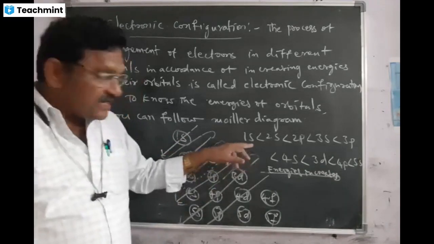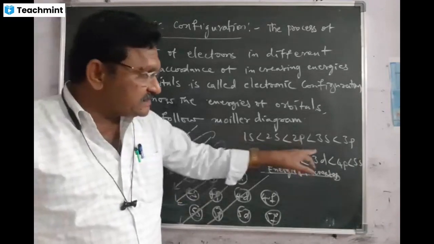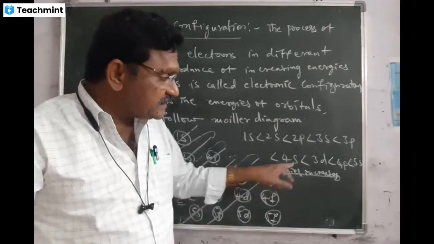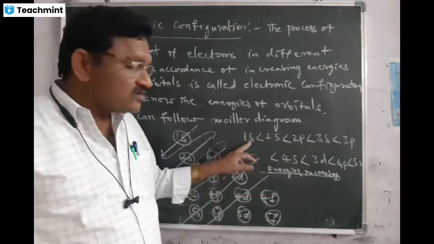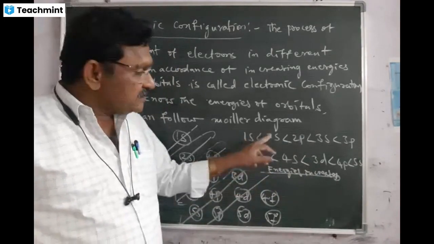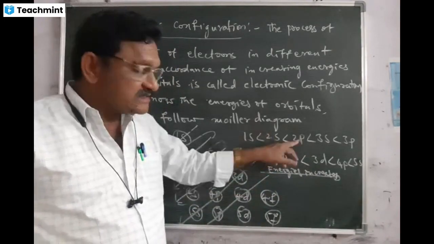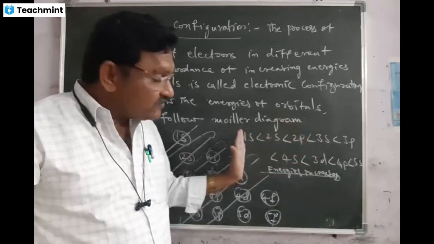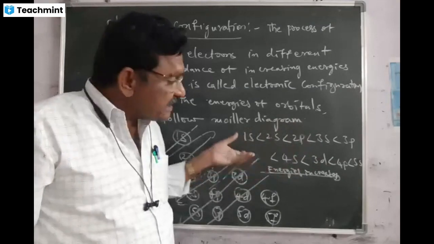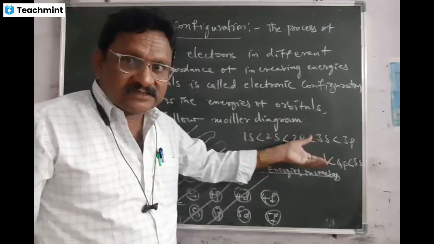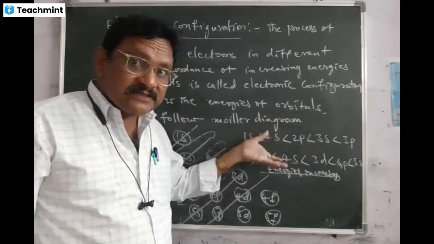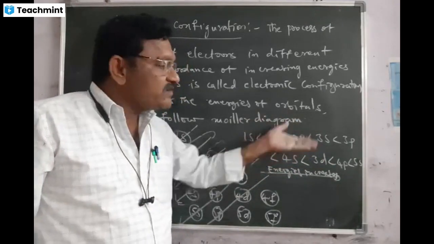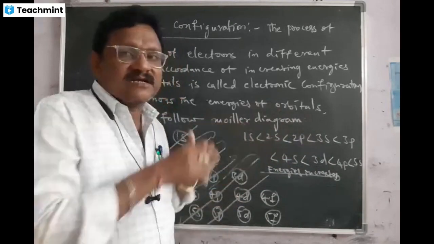So here I write the order of increasing energies of different orbitals. That means 1s is the lowest energy orbital, then 2s is lower in energy than 2p, and 2p is lower in energy than 3s. So when we move from left to right, energies gradually increase. In these orbitals, electrons fill the lower orbitals first and then the higher orbitals, in a sequential order.